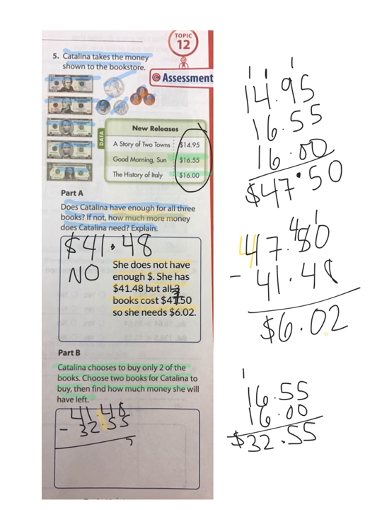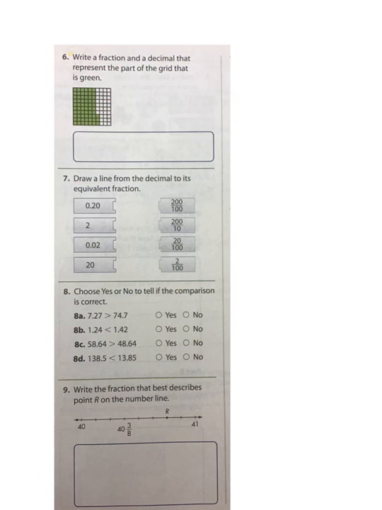So 8 minus 5 is 3. We can't take 5 from 4, so we're going to regroup and change this to a 14. Put your decimal. You can't take 2 from 0, so we're going to regroup. And she will have $8.93 left. Now, if you picked a different combination, you're going to have a different answer. But as long as you show your work and I can see what you're doing, you will still get it correct. Number 6. Write a fraction and a decimal that represent the part of the grid that is green.